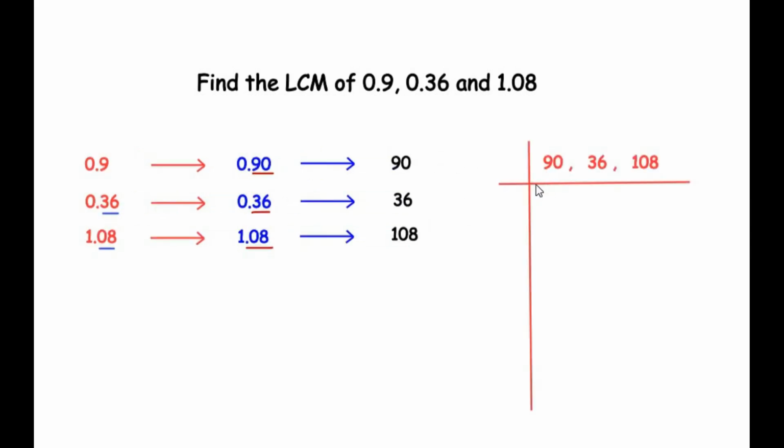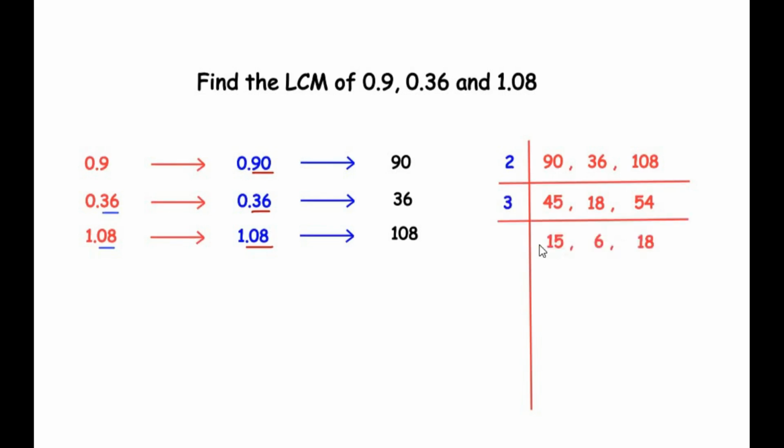Using the prime factorization method, I'm going to use the ladder method, also called the bus stop method. I have to find the lowest prime factor which divides all three numbers. Since each number ends with an even digit, they are all divisible by 2. So the prime factor I'm going to use here is 2. 2 45 times is 90, 2 18 times is 36, and 2 54 times is 108. Now the next number which divides all three numbers is 3, which is also a prime number. So 3 15 times is 45, 3 6 times is 18, and 3 18 times is 54.